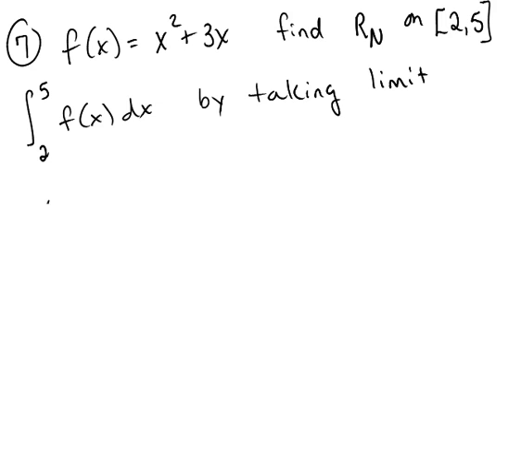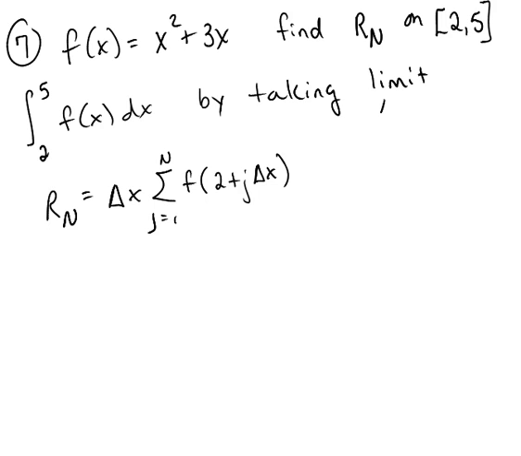All right, r sub n is equal to delta x times the sum as j goes from 1 to n of f of a plus j delta x. So in this case, it's going to be 2 plus j delta x. All right, well, what is delta x? Delta x is b minus a over n.